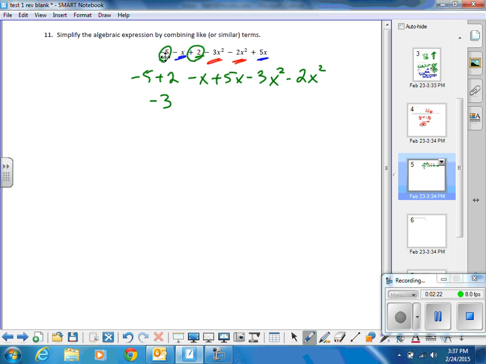Then I have these two, minus x and a plus 5x. So this is like -1 plus 5, that's going to give me a +4x. Then I have -3x squared and minus 2x squared, which is going to give me a -5x squared, okay? This is my final answer. I cannot combine any more of these terms together.